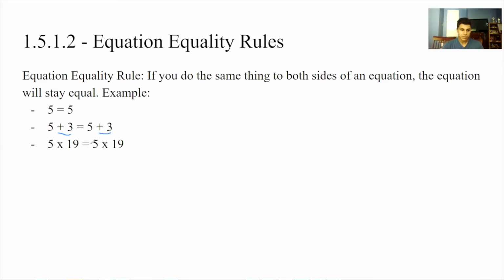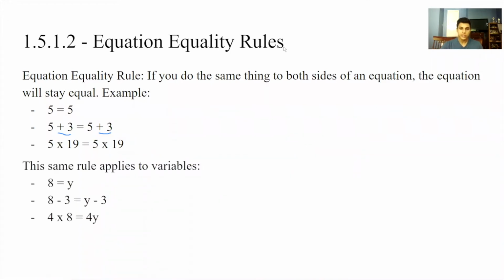So that's pretty simple. It also applies to multiplication and division and subtraction. Here, if I'm multiplying both sides by 19, then 5 times 19 is 95 on this side, and if I multiply this 5 by 19, it also becomes 95. I did the same thing to both sides of the equation, and the equation stayed equal because of it. Why this is important is because the same rule applies to variables. So when you do things to certain sides of the equation, you can actually change the format of the equation while still making sure it's equal when you have variables in it.